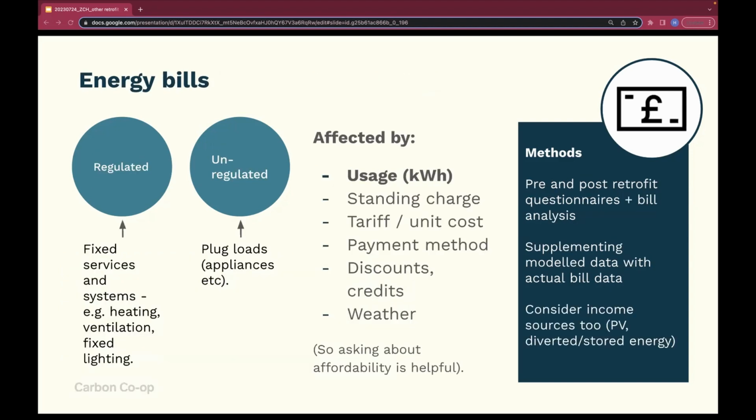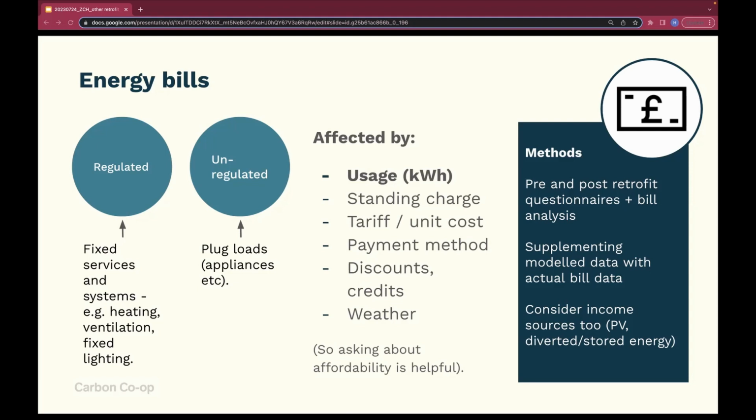Energy bills, this is where we get into a bit of a minefield. Obviously this is affected by a lot of things. So the key one really that we want to probe in energy bills is the actual consumption, so the kilowatt hour figures. Because on top of that, we've also got to deal with things like standing charges, tariffs, different payment methods, discounts, credits. Maybe you're doing an Octopus Saver session, you get a rebate, what the weather's doing. Obviously, there's a lot of variables.